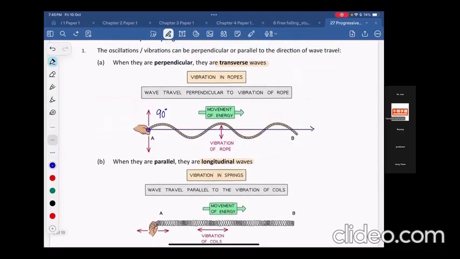So recall a bit what we have learned in Year 10. For transverse wave, we will form a crest. This peak point, we call it a crest. The bottom part, we call it a trough.